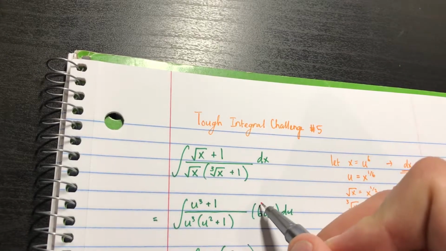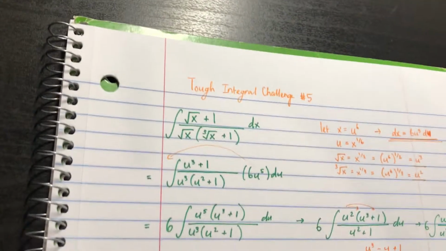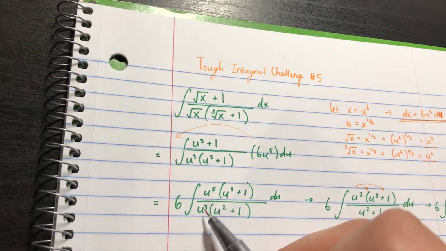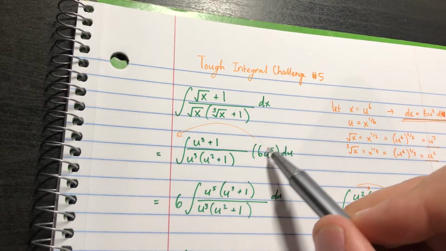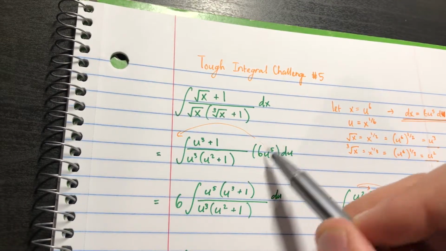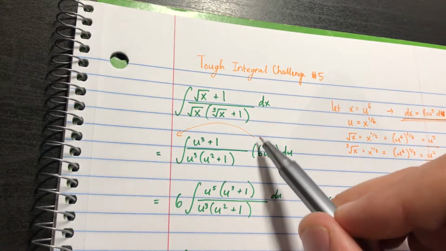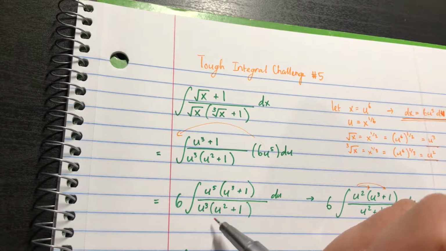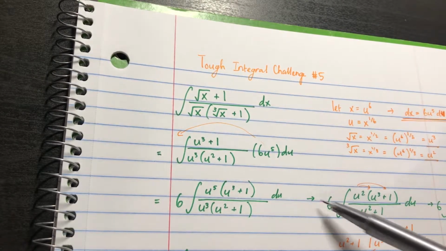The first thing we're going to do is move this constant, the 6, to the very front of the equation. What we're left with is 6 times the integral of u to the 5th power times u cubed plus 1, and we get this u to the 5th power simply from the 6u to the 5th power after we move the 6 to the front of the integral. This is all over u cubed times u squared plus 1, just as it was over here, du.